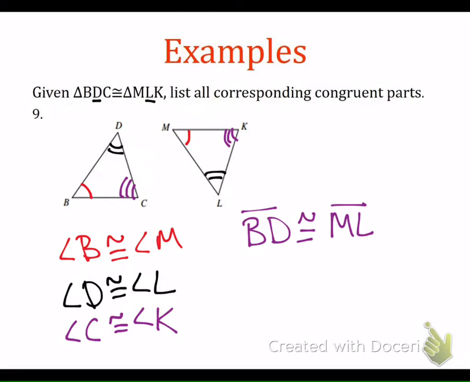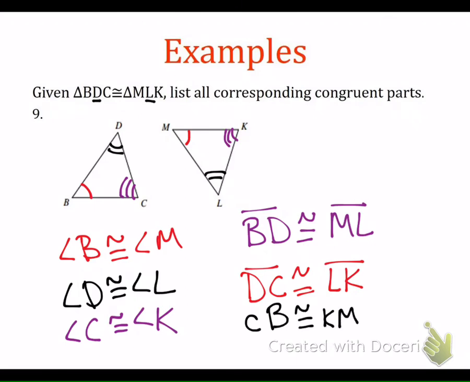What are the second and third letters in the first one? D, C, and the second two letters in the next one? LK. I honestly think it's easier to go from here than from the diagram, but it's completely up to you. If you think it's easy, it's easy. All right, then I'm going to go last to first. So CB, KM.